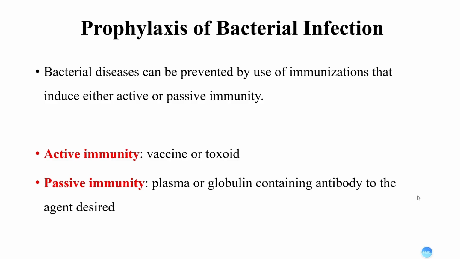One is the active immunity. So we give the normal person some vaccine or toxoid. We know toxoid, right? Last time we introduced toxoid. The vaccine or toxoid can stimulate our immune system to form immunologic memory so that we are protected. Or you can also use passive immunity. We introduce plasma or globulin, which contains the antibody, into some person's body so that we can provide some urgent, immediate protection. This is passive immunity.